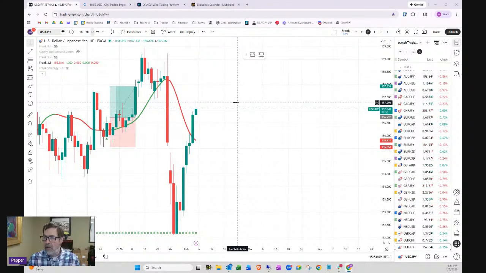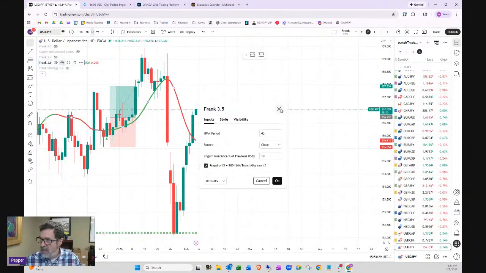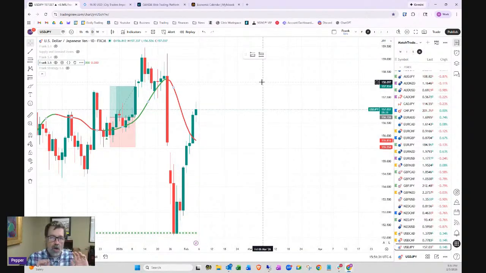I call it Frank now, and it's simply this is the strategy, and you can go to ChatGPT and tell ChatGPT what you want from a TradingView indicator, and it will write the code for you. So here's what it does. This is a Hull moving average set to 45. All right, this is a 45 period Hull moving average, and it's looking for engulfing candles.